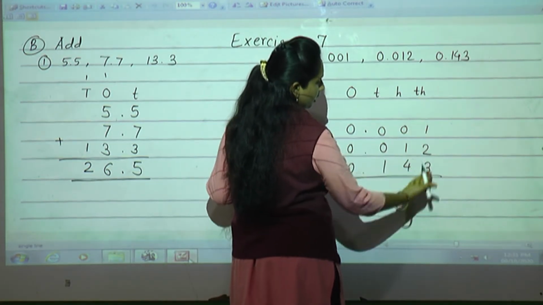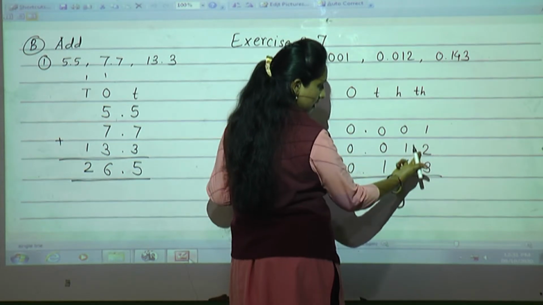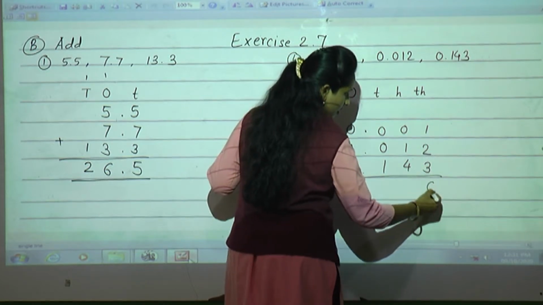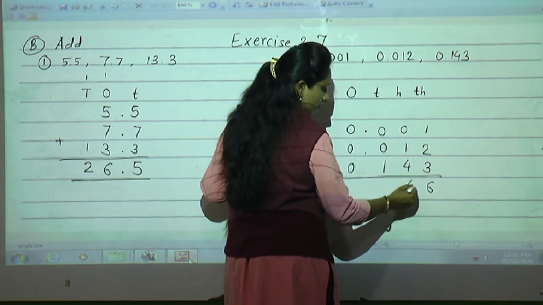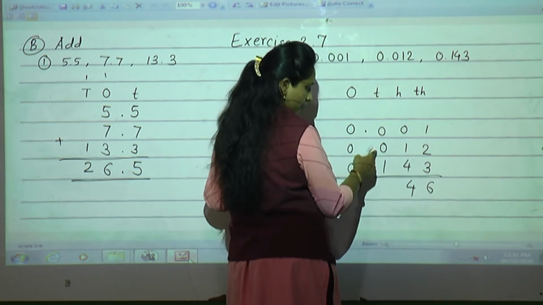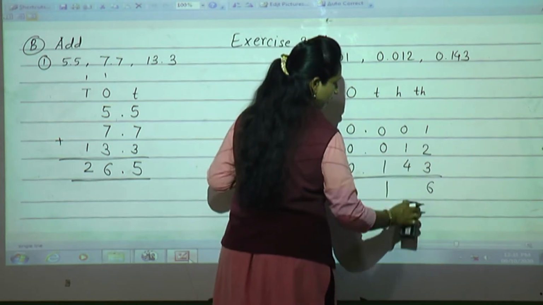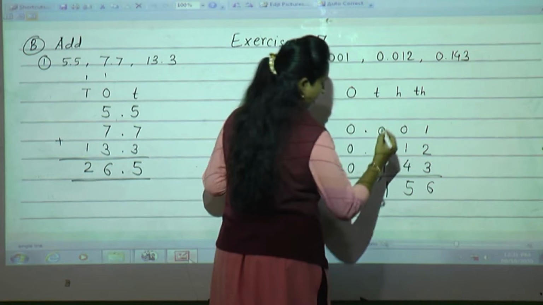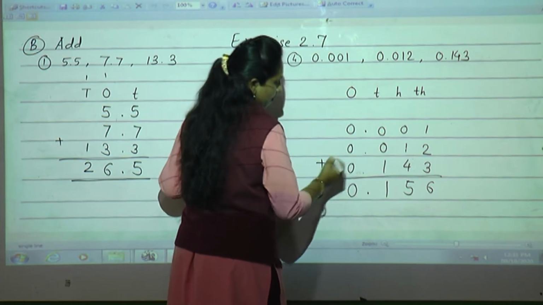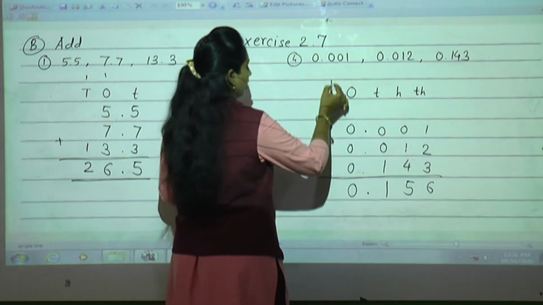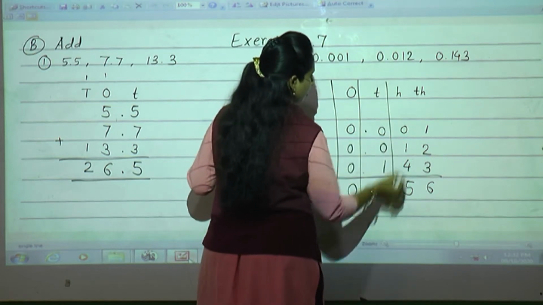See, start from thousandths. Addition: 1 plus 2 is 3, 3 plus 3 is 6. Now 0 plus 1 is 1, 1 plus 4 is 5. Sorry, I have written 4 by mistake. 0 plus 0 is 0. Then 0 plus 0 plus 0 is 0. Then give the decimal. Here no carry. So you can write this sum properly in this way.